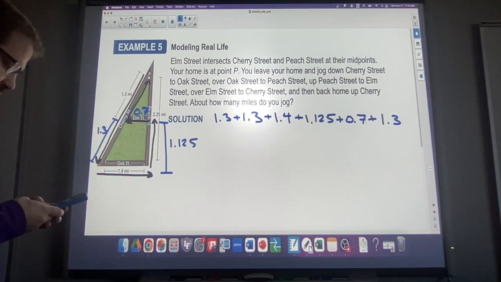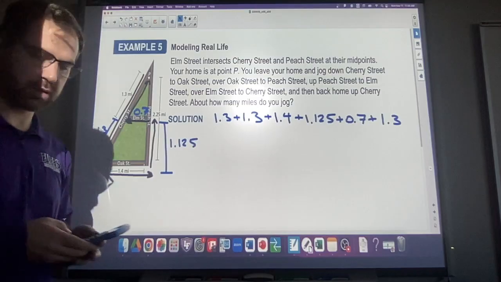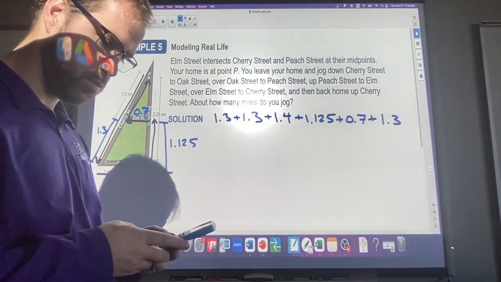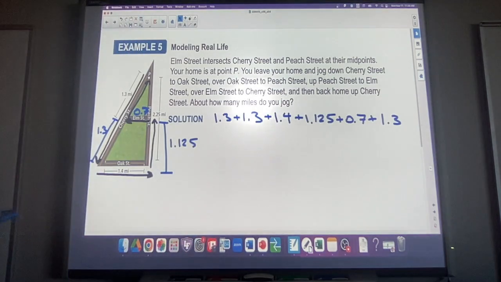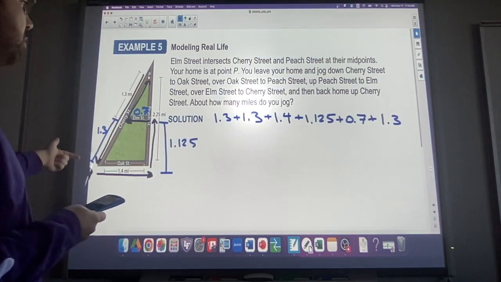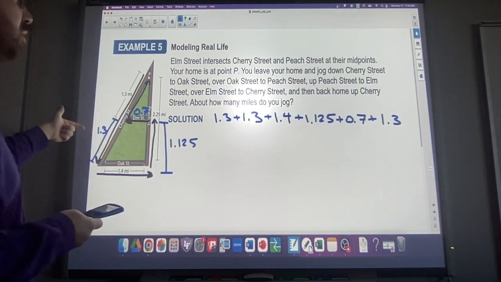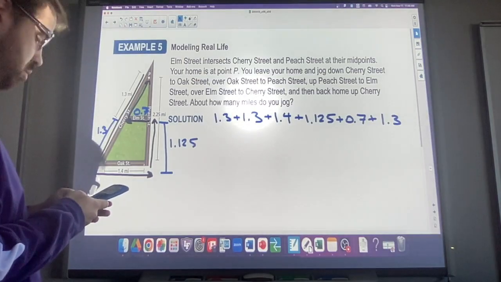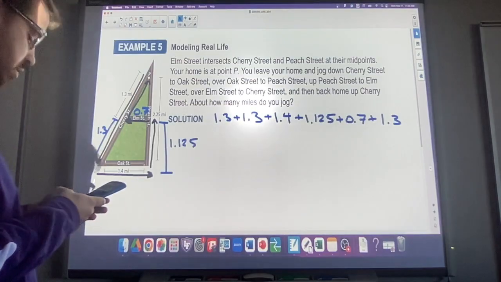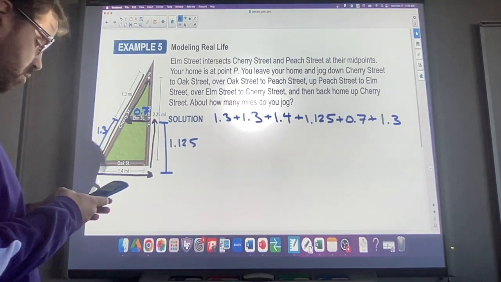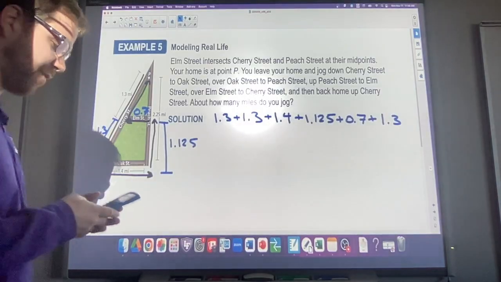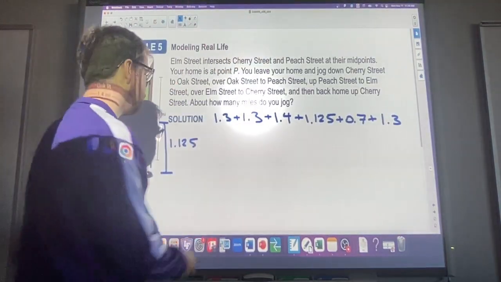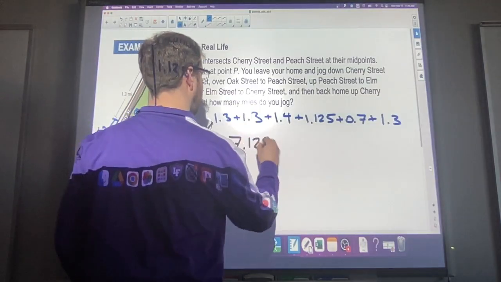Okay, 1.7 plus 1.3. All right, I don't think I skipped something. Wait, let me type it in again. 1.3, 1.3, 1.4, 1.125, 0.7, and 1.3. All right, 7.125. 7.125 miles.